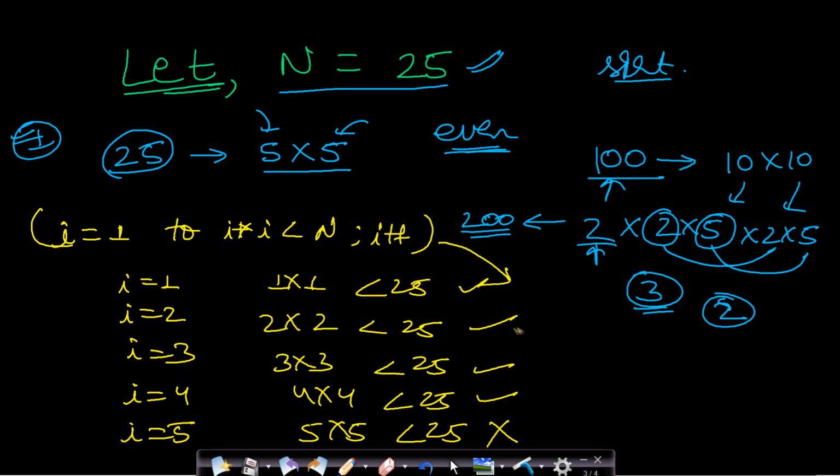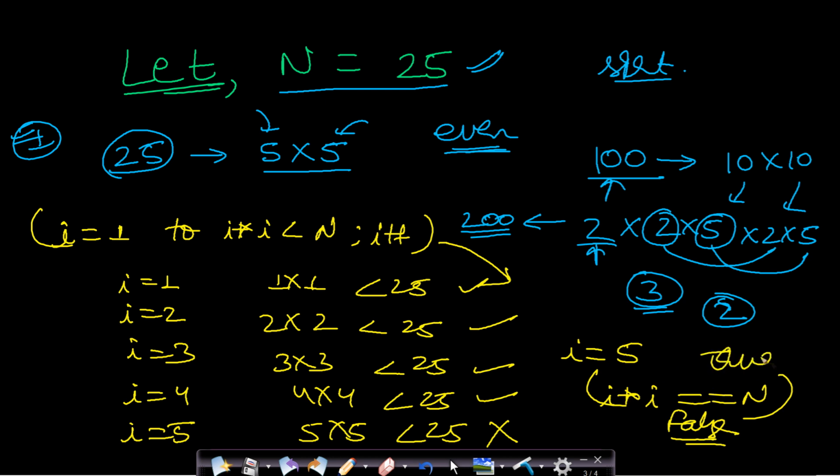So when you break out of the loop, whatever the value of your i is, in this case your value is 5, you will just see whether i into i is equal to your n value or not. If it is not equal, then you will return false, saying that the number n is not a perfect square. Otherwise if it is equal, then you will return true, saying that the number n is a perfect square.